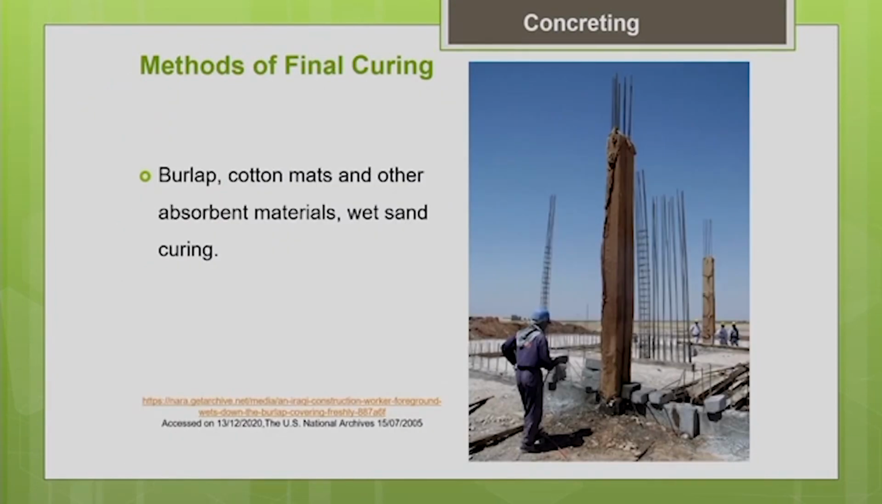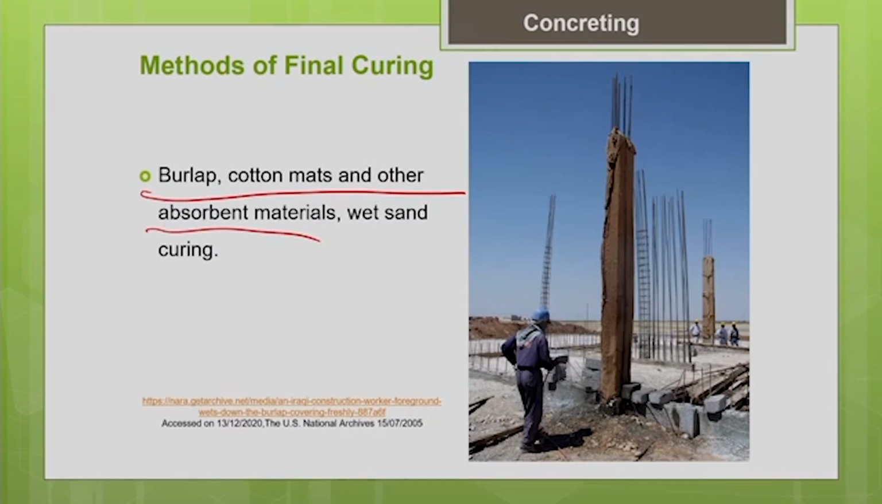So, this picture again shows the curing based on application of water. You can see they are covering with wet gunny bags, wet burlap or cotton mats, any absorbent material you can put, particularly for the vertical elements like columns, we can go for this kind of method. For the slabs we can follow the ponding or immersion method, we can allow the water to stagnate easily.